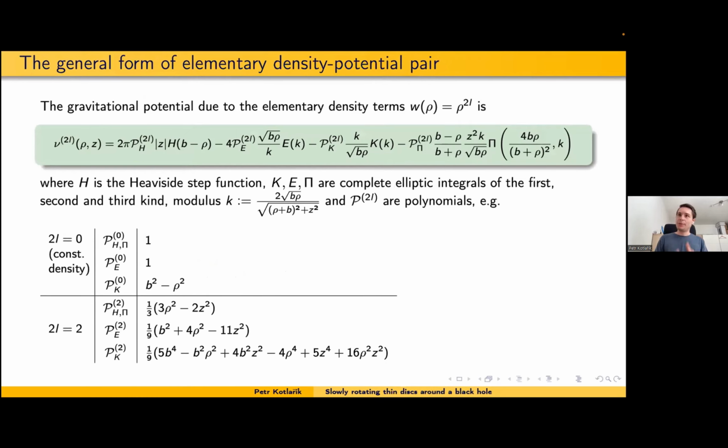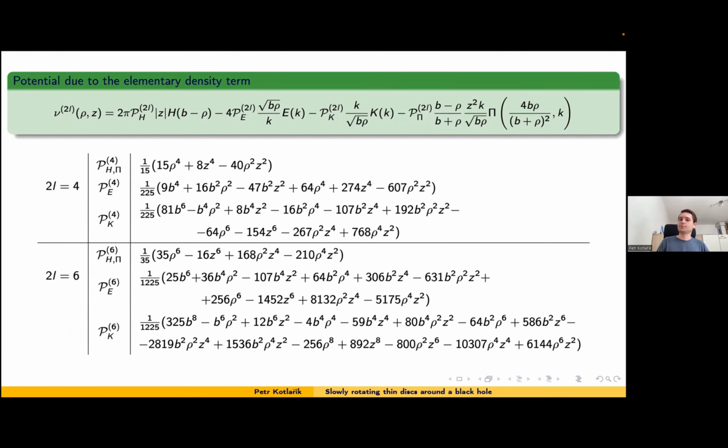And if you do that and plug everything in, you arrive at the gravitational potential due to this elementary density term as this expression, where H is the Heaviside step function, E, K, and Π are all three complete elliptic integrals, and the k with the k modulus defined as here. And the P's are just polynomials. And if you take a look here, for a constant density disk, these polynomials are quite simple, but of course, it is more complicated when you want higher orders.